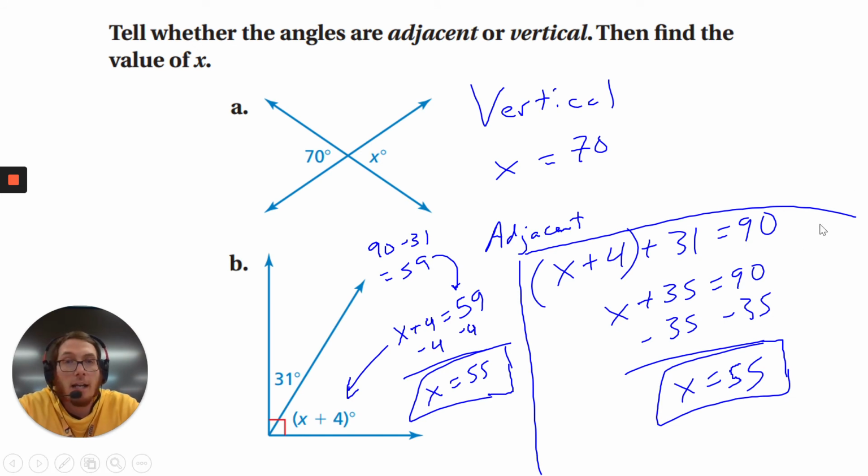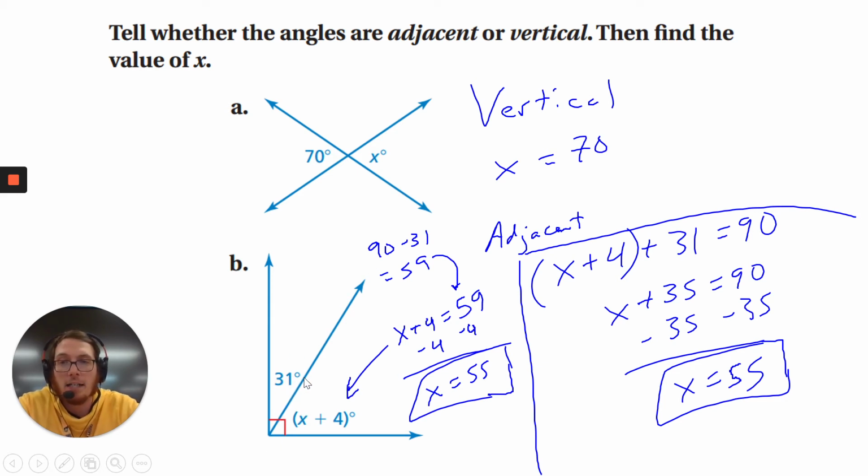Next questions are just algebra questions. Say whether they're adjacent or vertical. So if you look at these 2 angles, they're vertical, okay, because they're across from another like that. And vertical angles are congruent, and you can set them equal to each other. So x equals 70. These 2 angles here are adjacent because they're next to each other and share this common side and vertex.